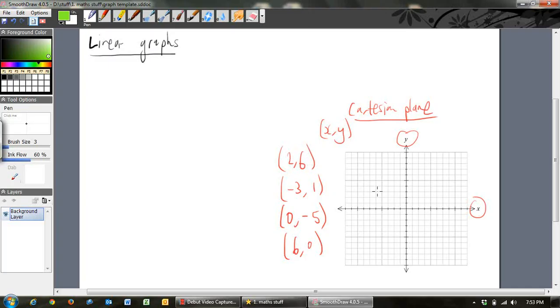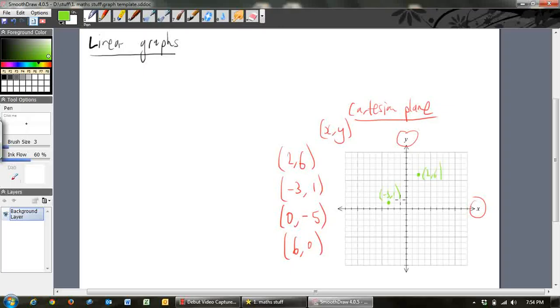So let's do the first one. (2, 6) means the x value is 2 and the y value is 6. On the x line here, we've got a value of 2. So where's 2 on this line? It's there. Then we go up, and it's got a value of 6 for the y, so we go up 1, 2, 3, 4, 5, 6. That relates to that point there. That is (2, 6). Next one, it's got an x value of -3, so here, and a y value of 1. So that relates to that point there.